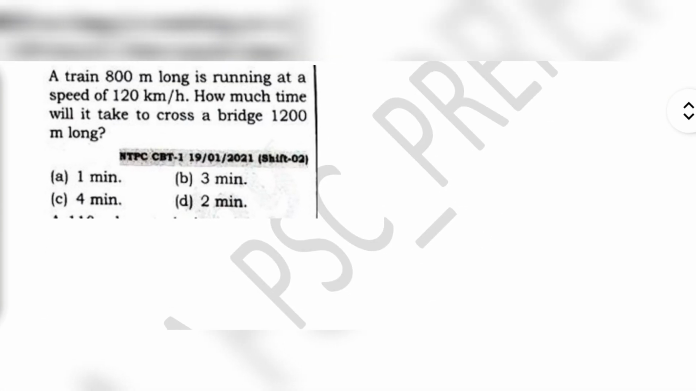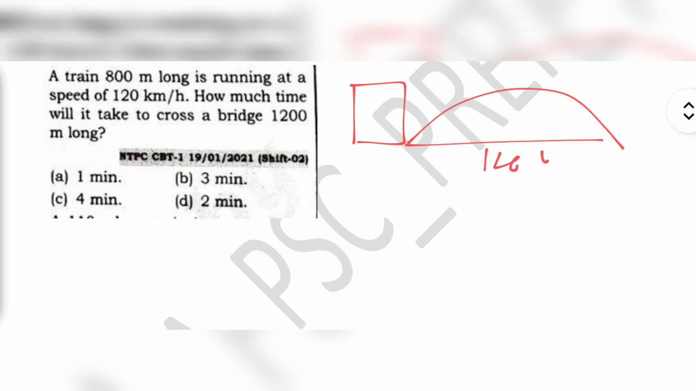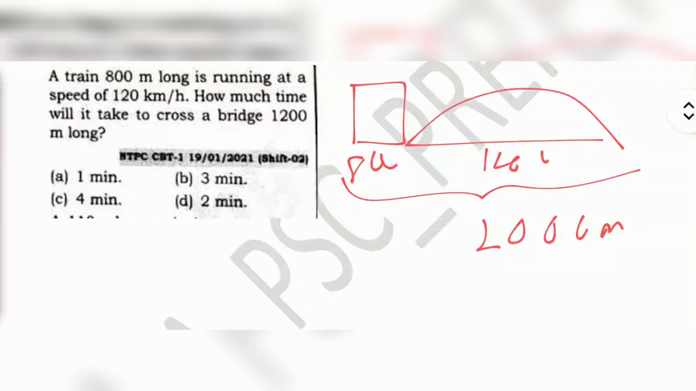Okay, a train 800 meters long is running at this amount of speed. How much time will it take to cross a bridge 1200 meters long? There is a train, and a big bridge whose length is 1200 meters. The length of the train is 800 meters. The total distance the train will cover is 2000 meters. We are asked the time in which the train at this speed will cross this bridge.